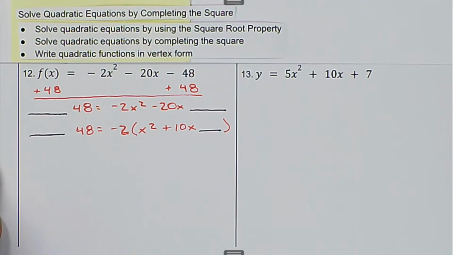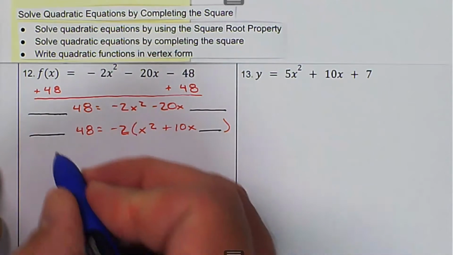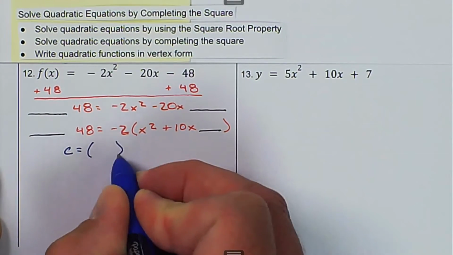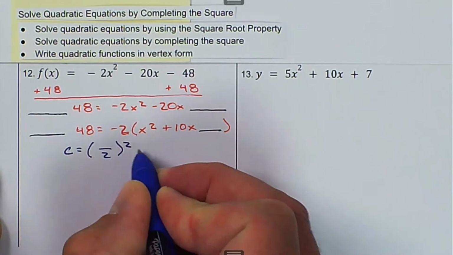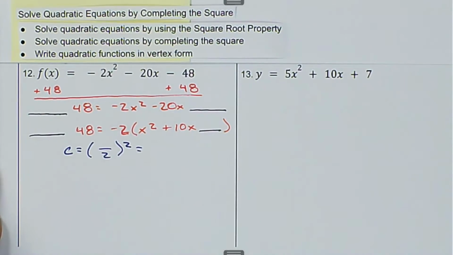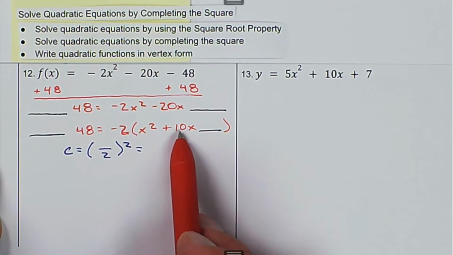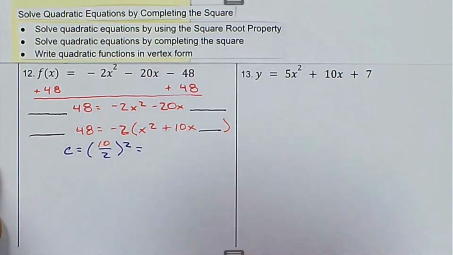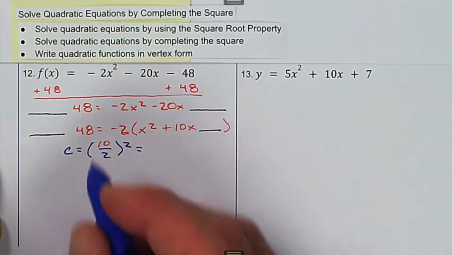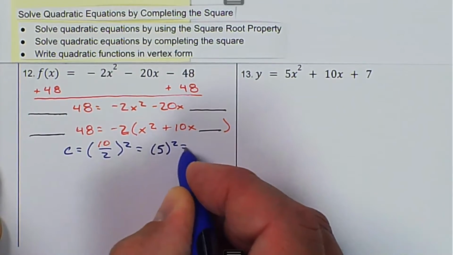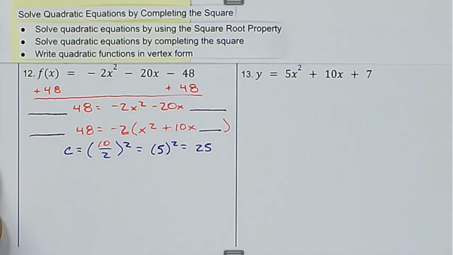Next, we've got to figure out what that c value is exactly. So c is going to be equal to whatever our b value is divided by 2 and then squared. In this case, our b value is from inside this trinomial here, which is going to be 10. 10 divided by 2 is 5. 5 squared is 25. So now we have to think about what exactly is happening here.